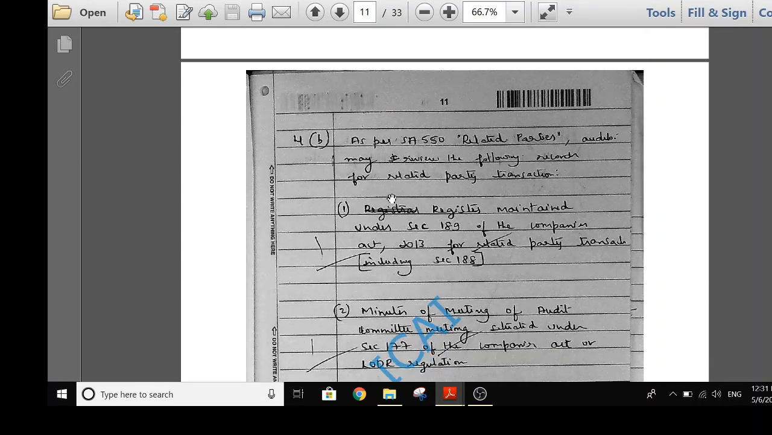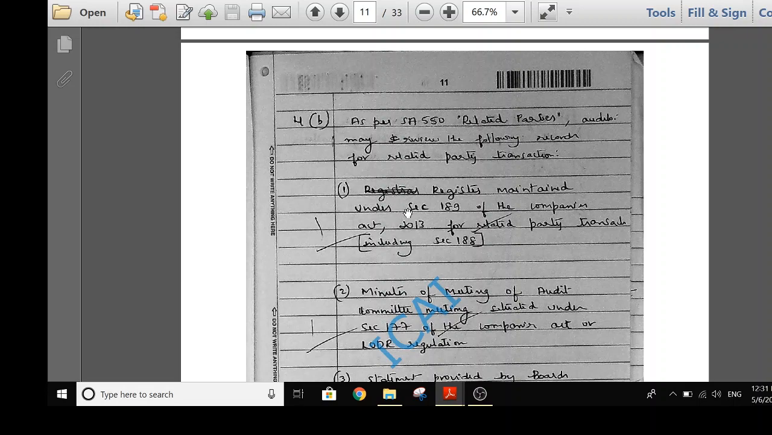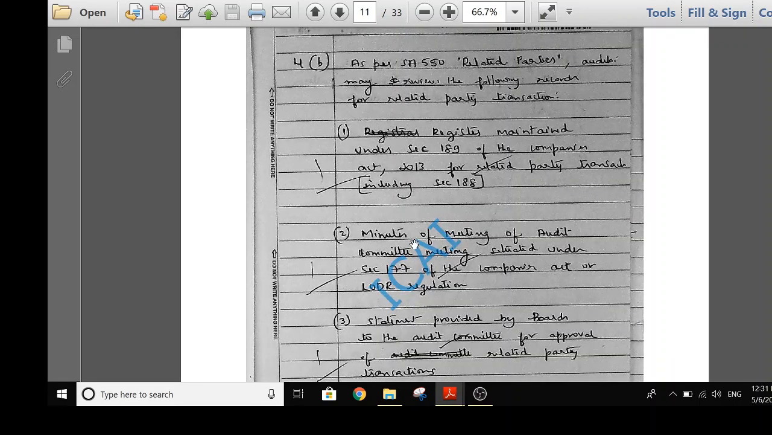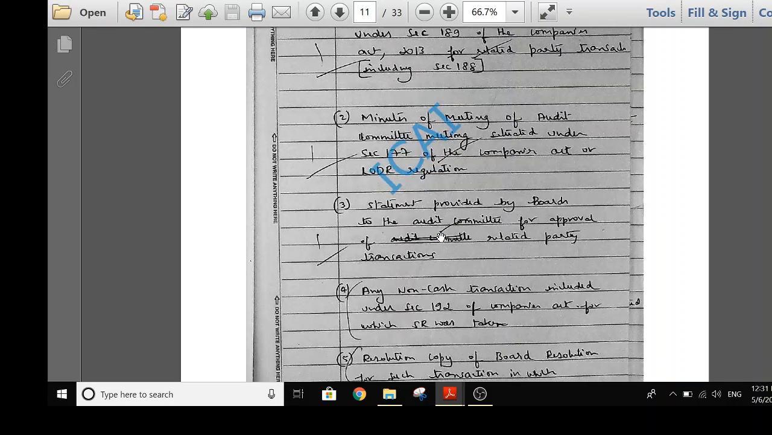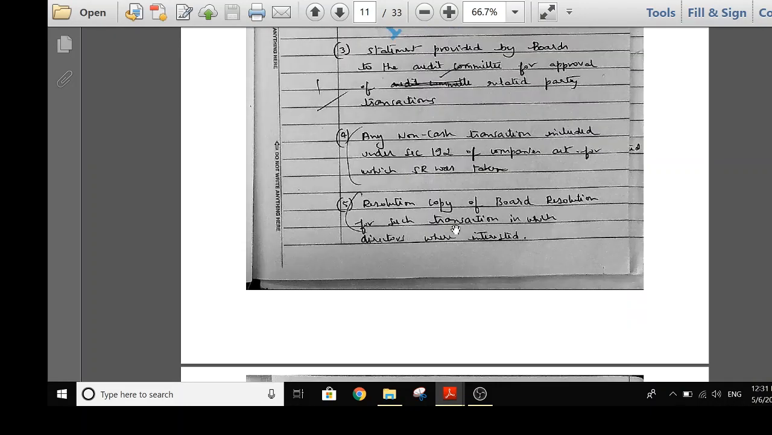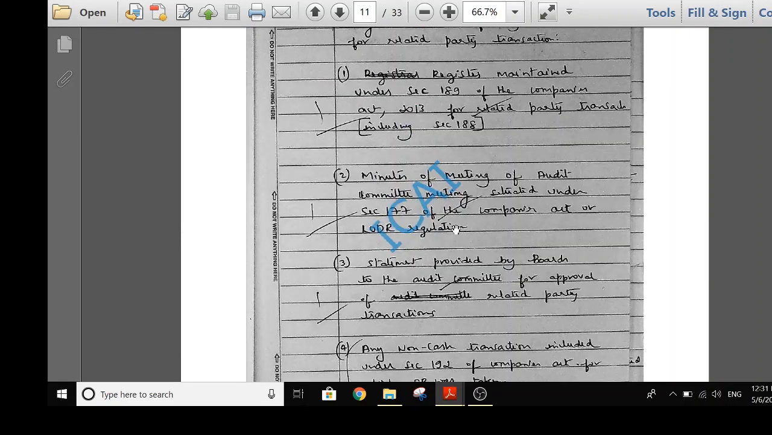So maybe I might have written, yes, I had written section 189, they keep a register that you can check. Minutes of the meeting of the audit committee, you can check whether they have approved any related party transaction. Whatever statement provided by the board to the audit committee for approval of the related party transactions. So this is a simple point, my dear friends. So all you need to try is understand the basic law.